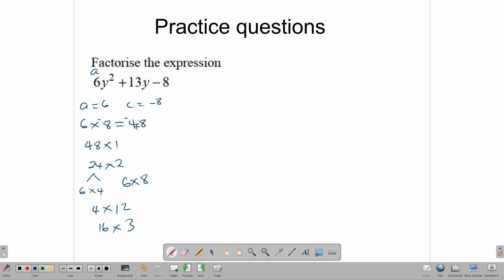Now remember that it's a negative 48. So what it means then is that one of our numbers has to be negative. Remember, when you multiply a positive number by a negative number, that gives you a negative result. So if both numbers are positive, our answer is positive.